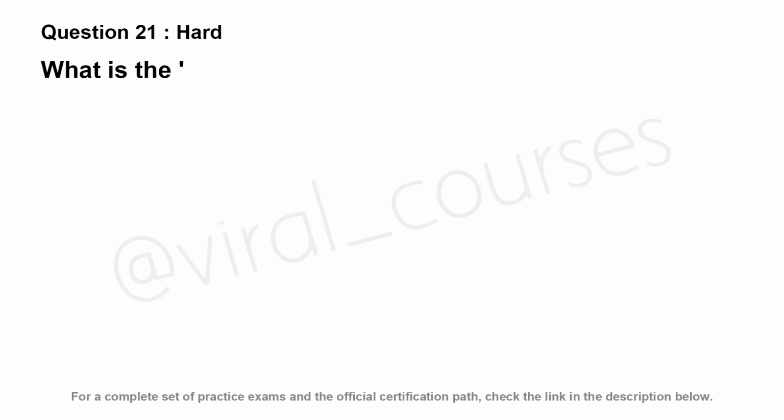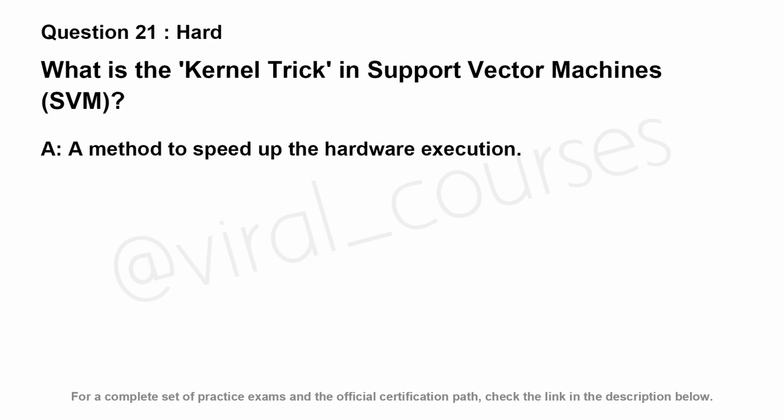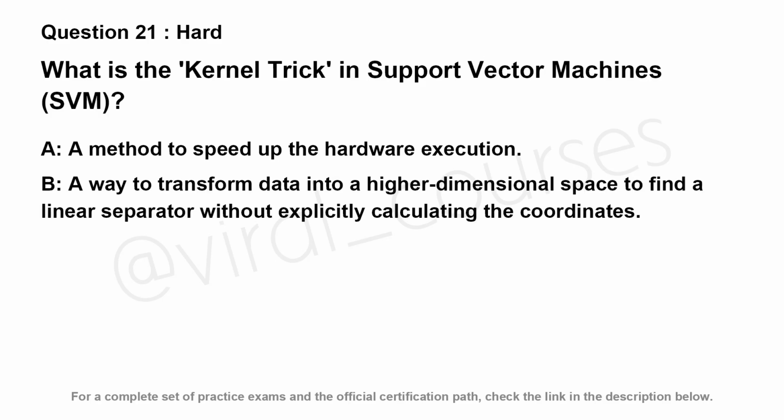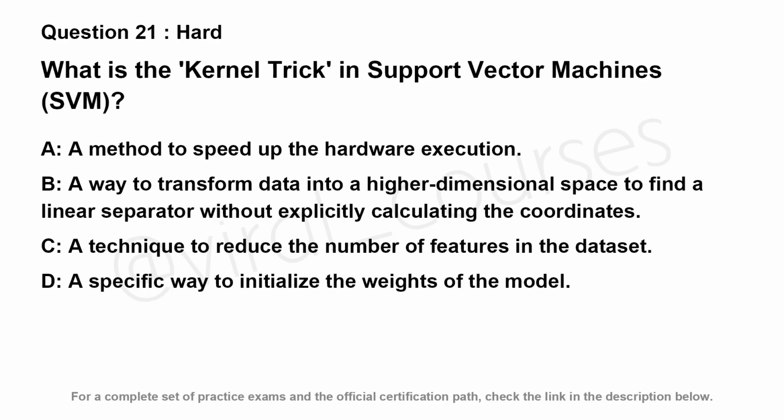What is the kernel trick in support vector machines, SVM? Option A, a method to speed up the hardware execution. Option B, a way to transform data into a higher dimensional space to find a linear separator without explicitly calculating the coordinates. Option C, a technique to reduce the number of features in the dataset. Option D, a specific way to initialize the weights of the model.